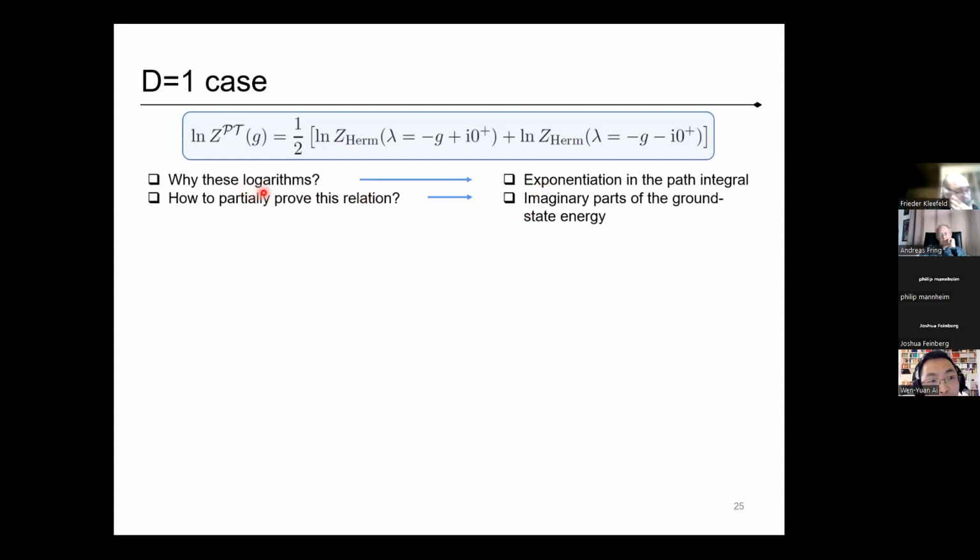So for the first question, we will show that this is because there's an exponentiation in the path integral. And for the second question, we will compare the imaginary part on the left-hand side and the right-hand side, and show that they are exactly the same. Well, as I said, the imaginary part cancels, so we have to compare the imaginary part before the cancellation.